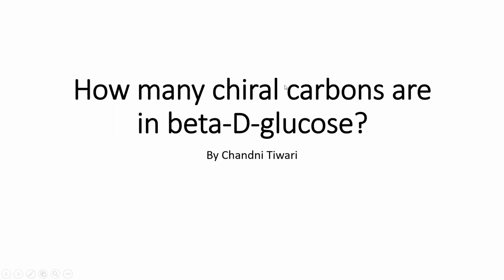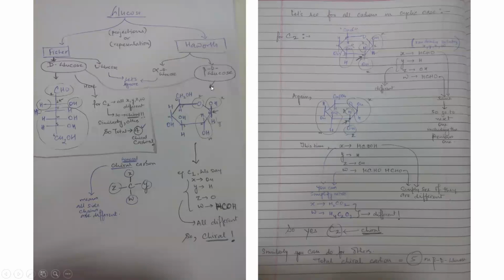Today I'm going to solve the question which asks how many chiral carbons are there in beta-D glucose. I have already solved this question before. I'm just trying to explain it via video, what it means.